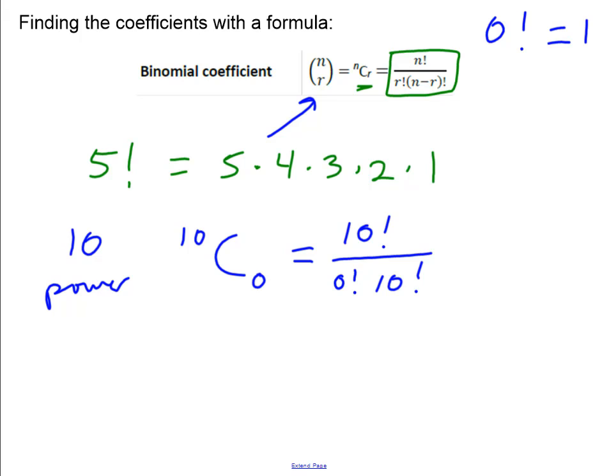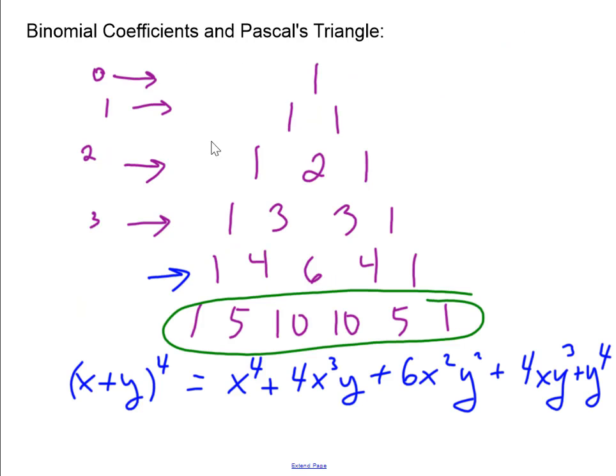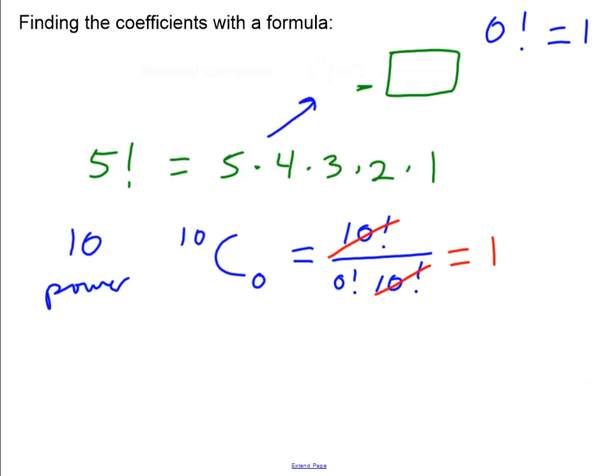Well, 10 factorial and 10 factorial are going to cancel. They both will have the same value, whatever that is, of 10 times 9 times 8 times 7 times 6 times 5 times 4 times 3 times 2 times 1. And 0 factorial is equal to 1, so this is going to have a value of 1, which makes sense because the first term, the 0th term, always has a coefficient of 1.